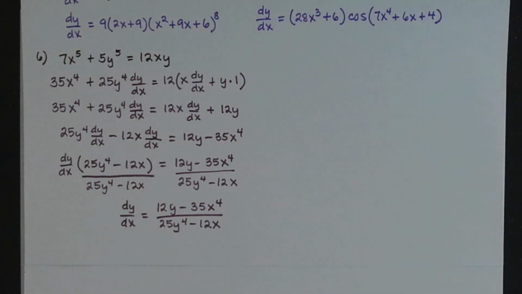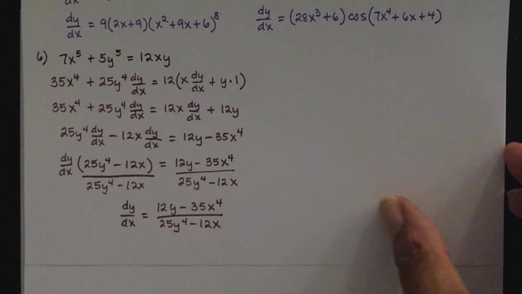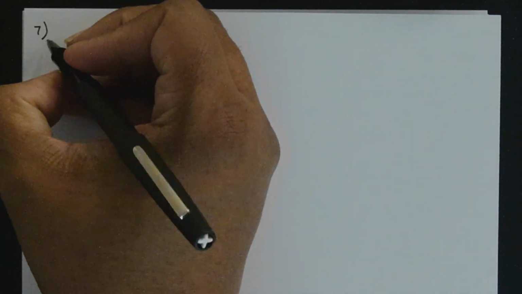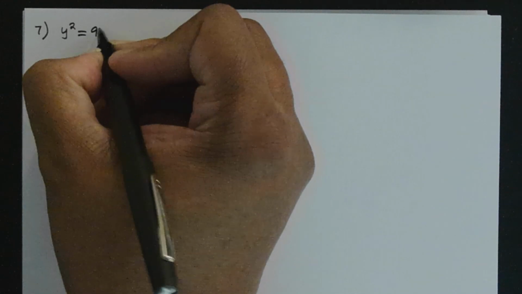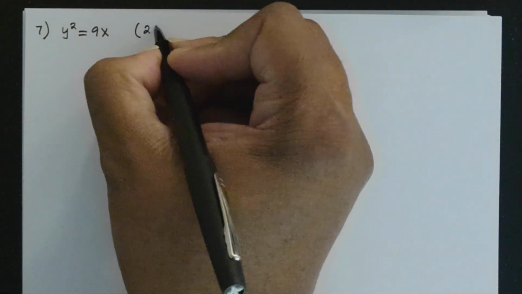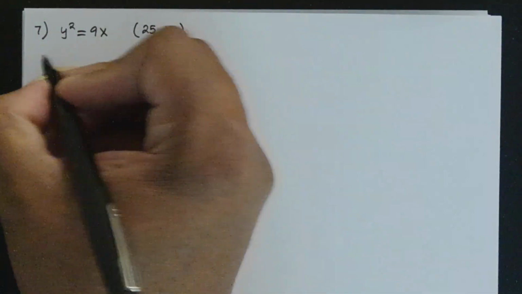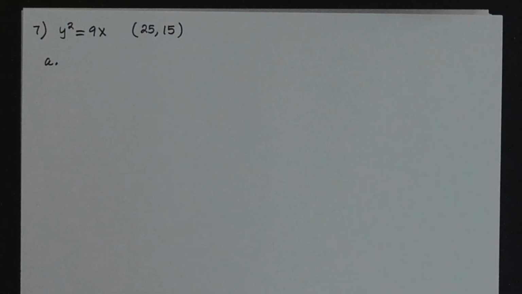Okay, everyone. All right, number 7. There are two parts here, parts A and B. For the equation y squared is equal to 9x and the point (25, 15), perform the following. In part A, they want you to do the implicit differentiation to find the derivative dy/dx.